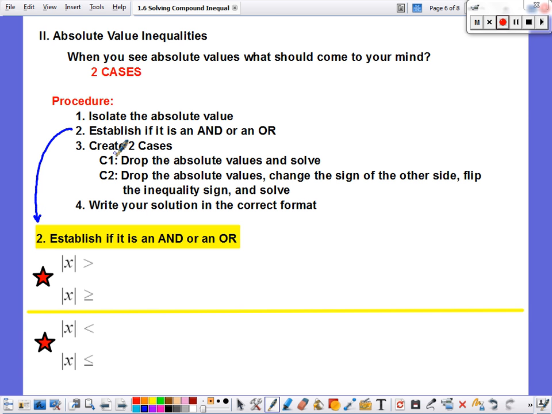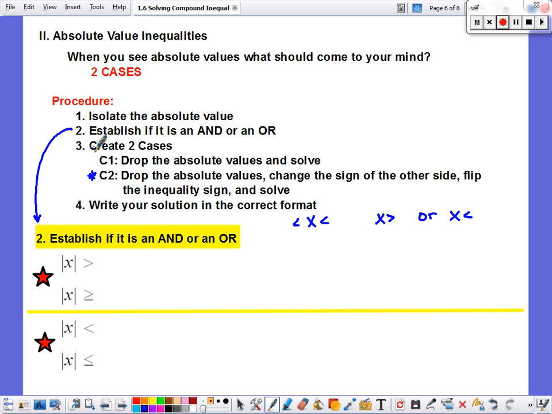Then what you want to do is create your 2 cases. Case 1, drop the absolute value and solve. Pretty easy one. Case 2, there's a lot here on case 2. This is where we make our mistakes. Case 2, drop the absolute value, change the sign of the other side. Remember, that's what we did with equations too. But in doing so, what we've actually done is multiplied the side by a negative, which means we need to flip the inequality sign, then solve. A lot going on in case 2. That's the one you want to note. Make sure you get that one down in your notes. Step 4 is write your solution in the correct format. So if it's an and, we want to write it in the sandwich form. And if it's an or, then we'd write our answers with the word or in there in some manner.